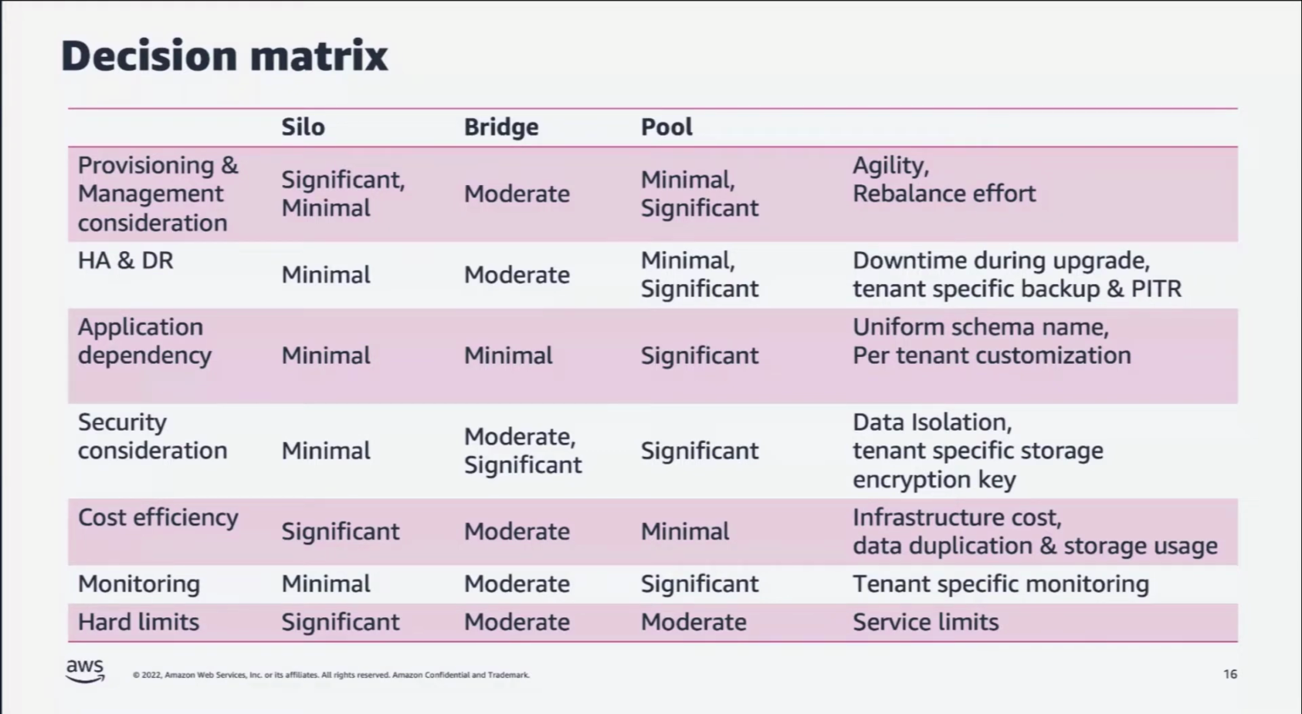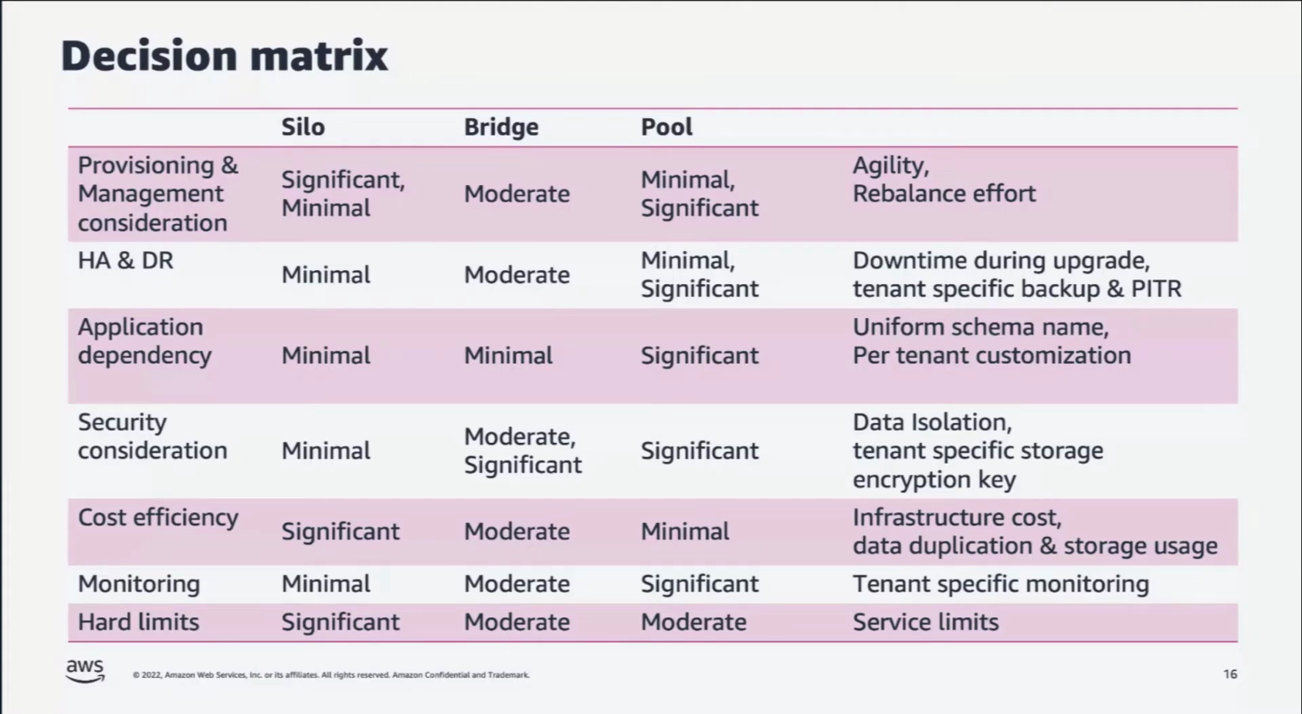And cross-tenant resource impact, it's not an issue with silo models as the entire tenant stack is isolated, whereas it's moderate impact in bridge model and significant impact in pool model. And tenant level tuning. For example, you'd like to add additional indexes for a particular tenant. That's not possible in pool model. You could leverage partial indexes, of course, in PostgreSQL to an extent in pool model.